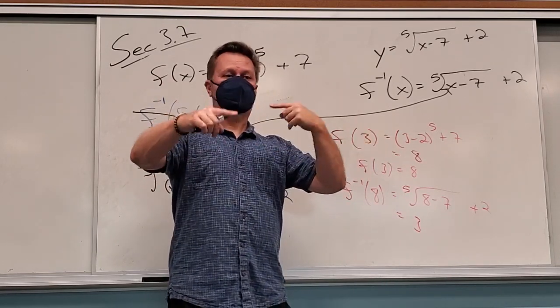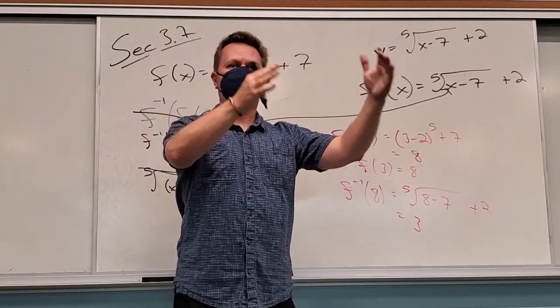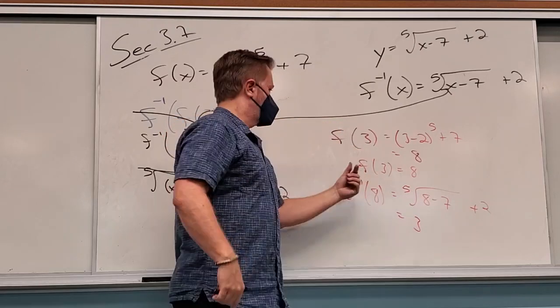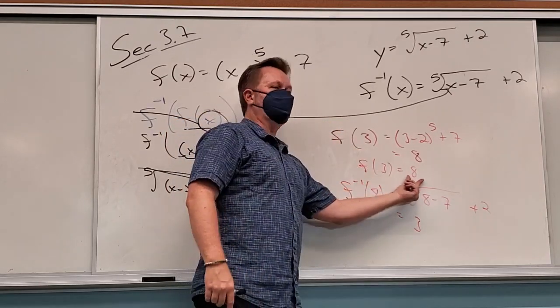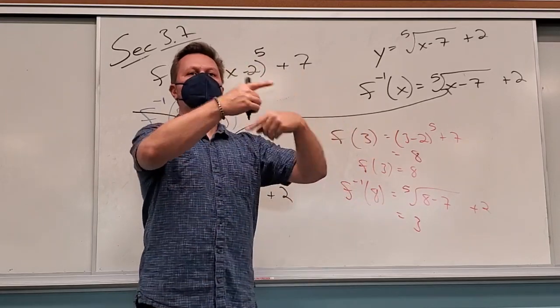So again, that goes right along with the idea. The inverse means opposite. So whatever the inverse function is, it should undo what the original function did. What did the original function do to 3? It turned it into 8. What should the inverse function do to 8? Bring it back to 3.